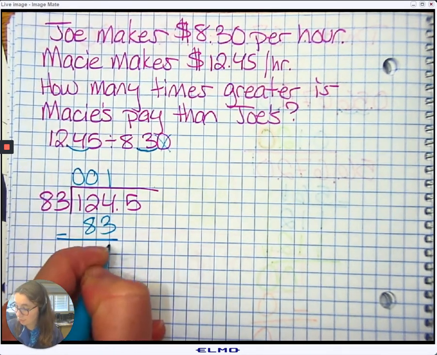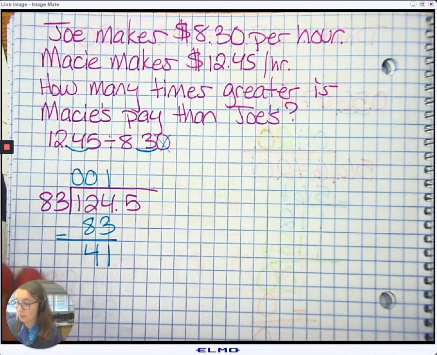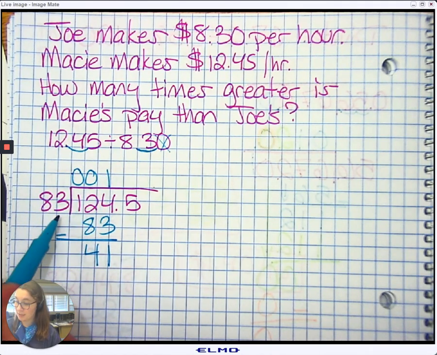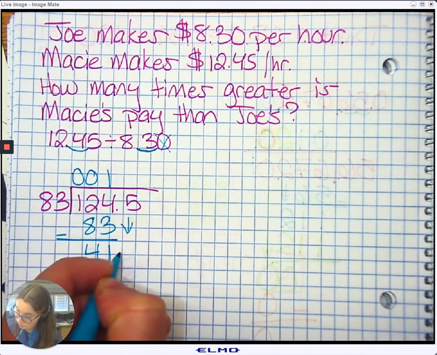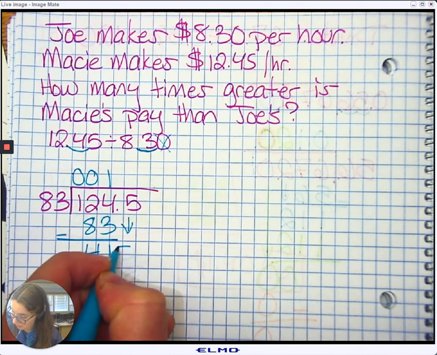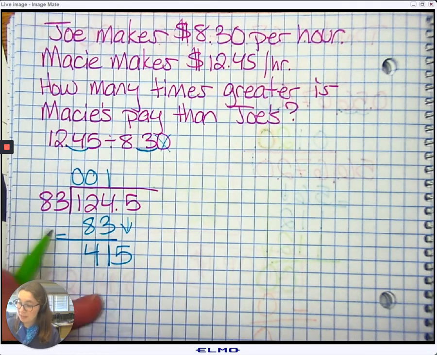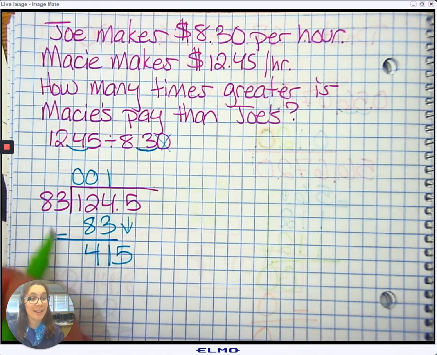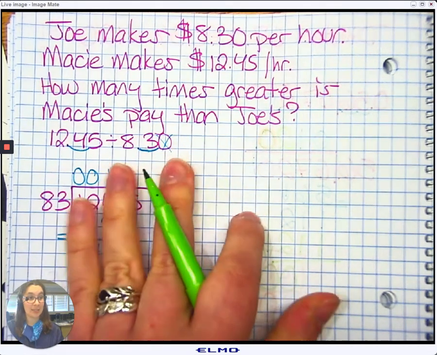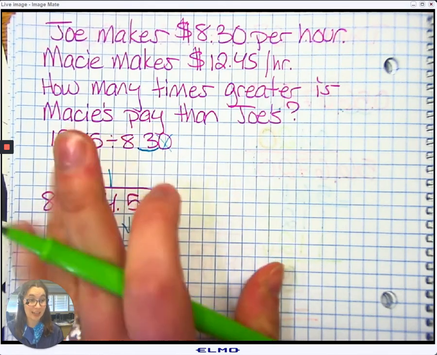4 minus 3 is 1. 12 minus 8 is 4. That was divide, multiply, subtract, and bring down. Now I've got 415. Ooh, I have an idea of how many times that will go into that. And now I'm back up at the top with divide again. How many times does 83 go into 415? Well, if I count by 8s until I hit 41, 8, 16, 24, 32, 40. Can't go any higher than that.